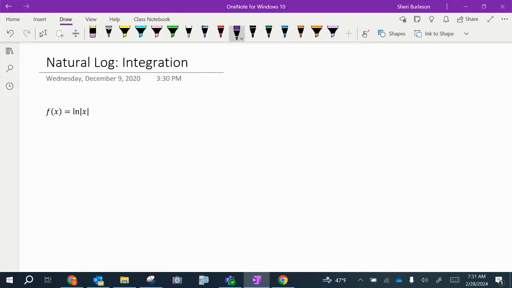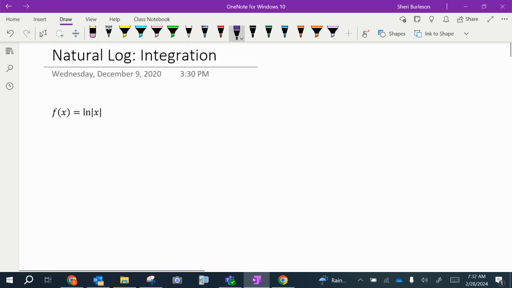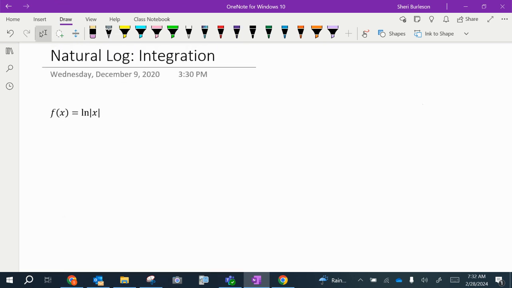So last time we looked at the derivative of the natural log, and so now let's look at integration. Before we do that, we need to remember what we need to look at: the function natural log of the absolute value of x.